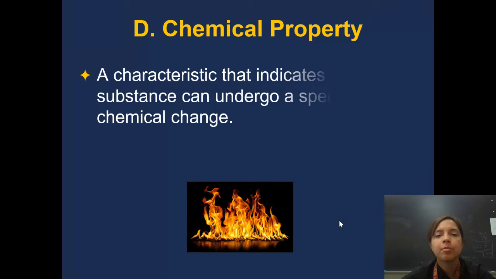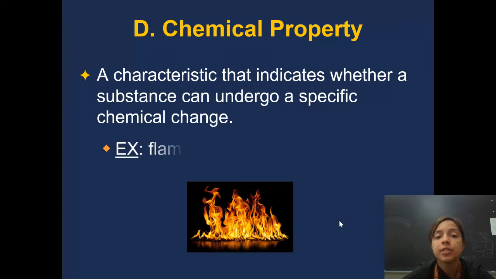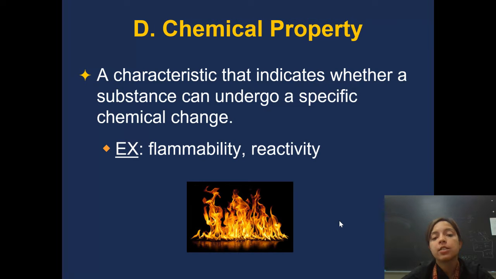And then chemical properties, that is a characteristic that indicates whether a substance can undergo a specific chemical change. For example, flammability and reactivity. Here we have an example of a fire. If you have a solution, you always have to be careful and read, is it flammable? Because if it is, you should not play with it around fire because then you might have a boom, crazy fire explosion.